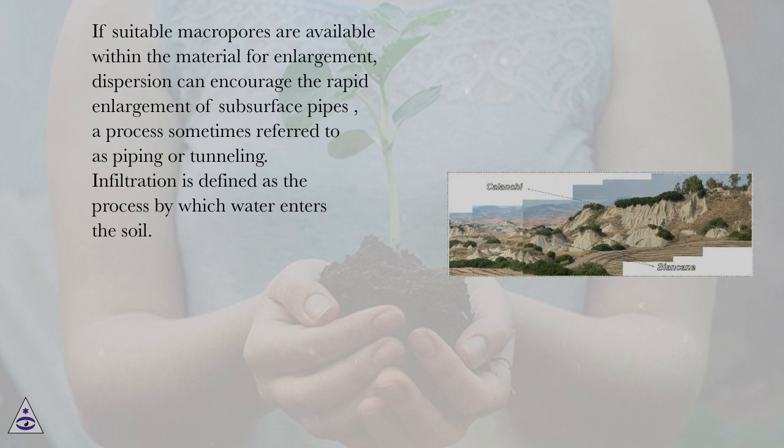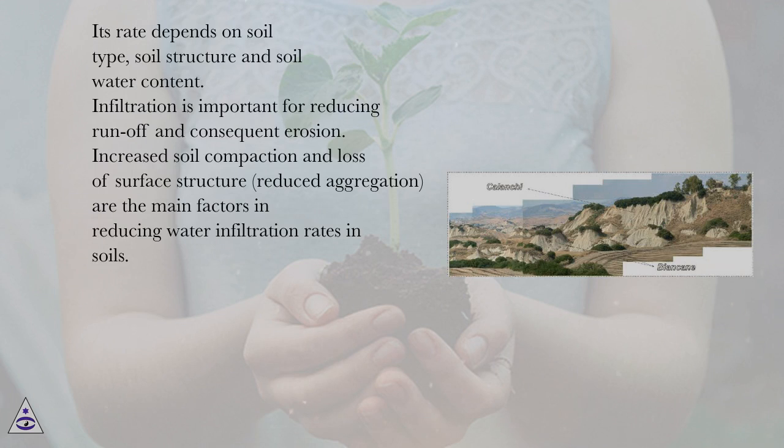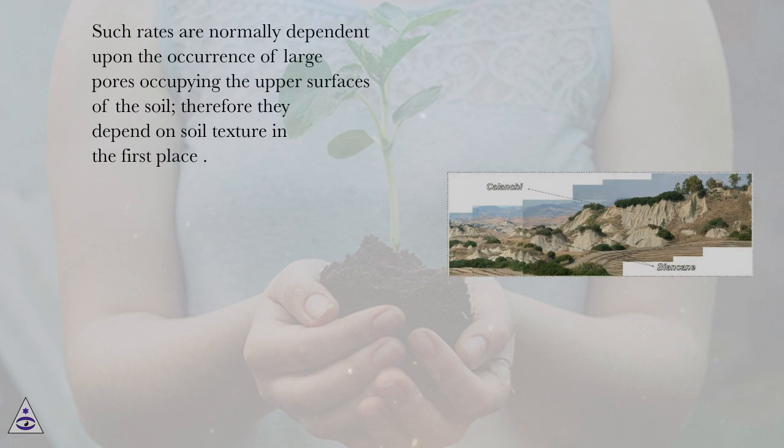Infiltration is defined as the process by which water enters the soil. Its rate depends on soil type, soil structure and soil water content. Infiltration is important for reducing runoff and consequent erosion. Increased soil compaction and loss of surface structure, reduced aggregation, are the main factors in reducing water infiltration rates in soils. Such rates are normally dependent upon the occurrence of large pores occupying the upper surfaces of the soil, therefore they depend on soil texture in the first place.